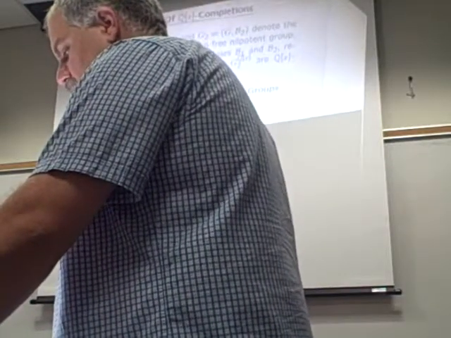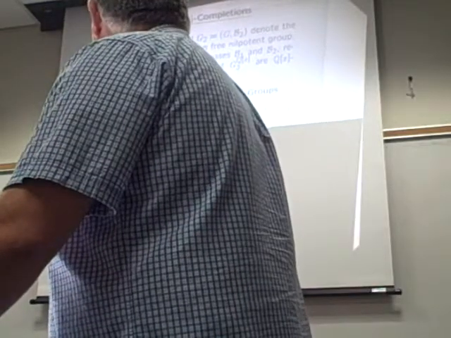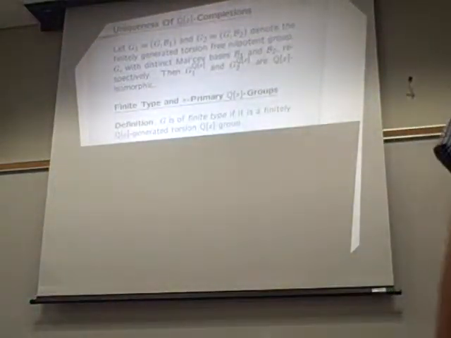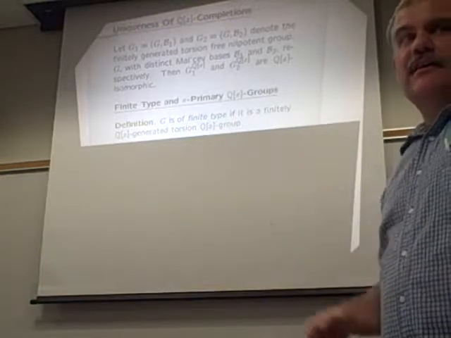Now, the next few things I'm going to discuss with you are my things, meaning that this doesn't appear elsewhere. So we have what are known as finite type and pi-primary Q[x] groups. A group G is of finite type if it is a finitely generated torsion Q[x] group. Notice that this is somewhat of an analog of being a finite group, okay? Because in a group, if every element is torsion, it doesn't mean it's a finite group. If it's finitely generated, then there's some hope of being finite in a sense, so this is like an analog.